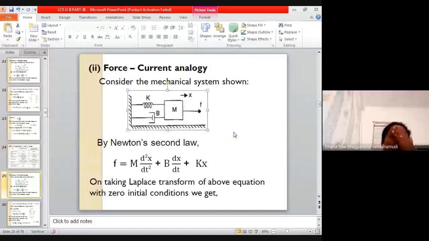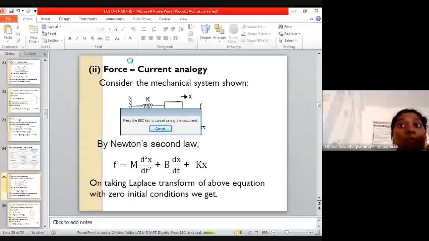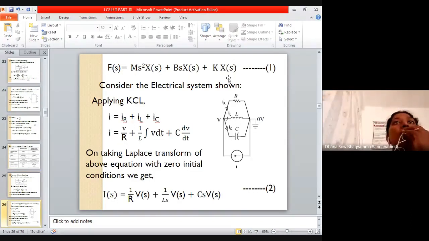Okay. So here, this is the mechanical system. Frictional element is there, mass is there, and elastic element is there. So you can write it according to Newton's second law, applied force is equal to the opposing forces. You can write this differential equation, and you can determine the Laplace transformation equation for this. Okay, so this is the Laplace transformation equation, which just now in the previous case we have seen.